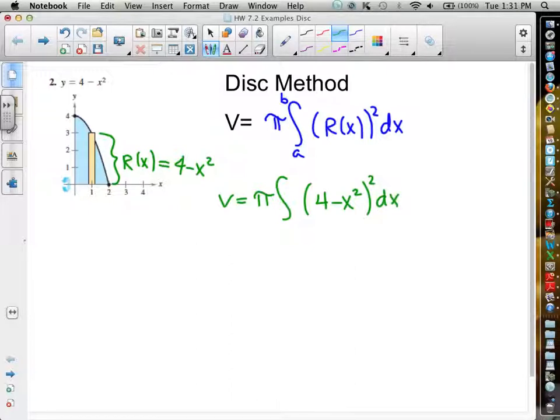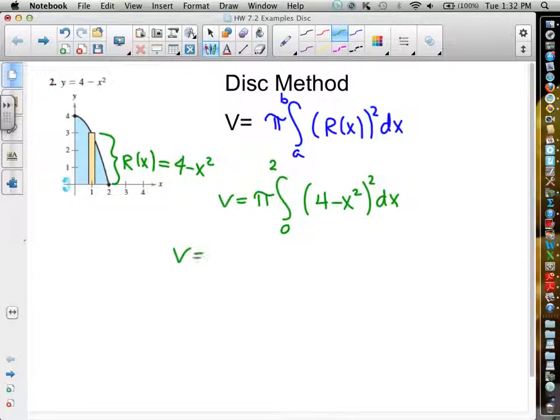For the bounds of integration, think about this rectangle. It can go all the way over to the left, all the way to the right. From what x value to what x value does that rectangle range? 0 to 2, right? If it goes all the way to the left, it would be at 0. If it goes all the way to the right, it's at 2. So it ranges from 0 to 2. Now I need to integrate this.